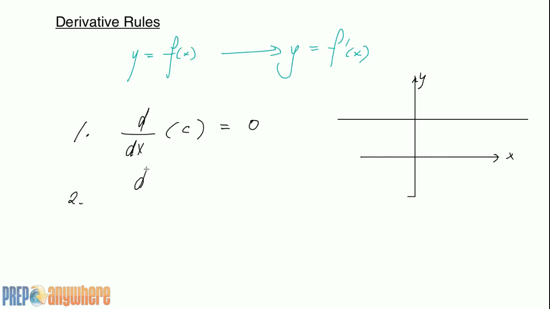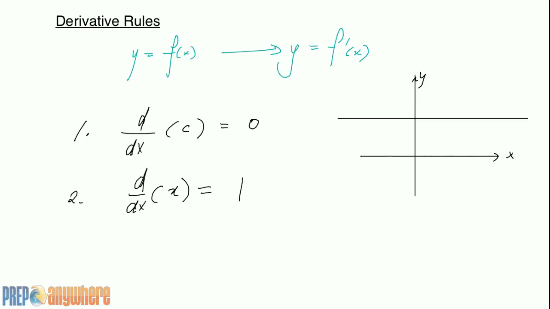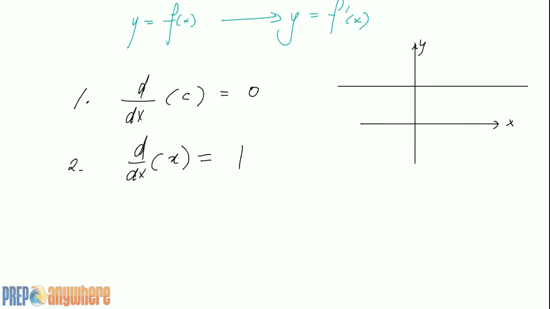Second one, if you see x, what's the slope of y equals x? This is also very obvious and easy. 1. Okay, so these are two basic rules.